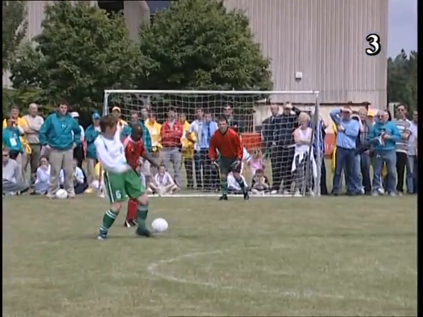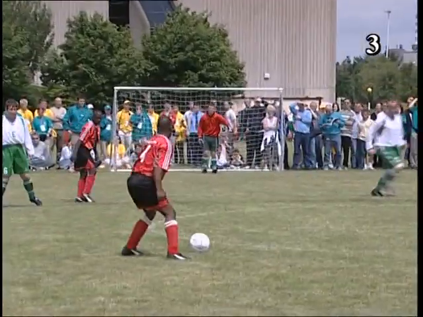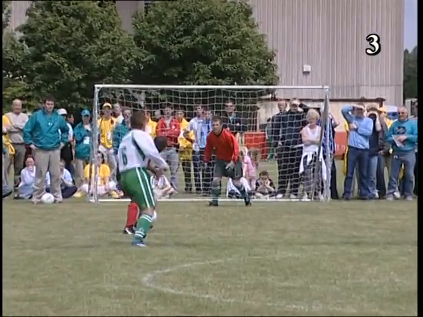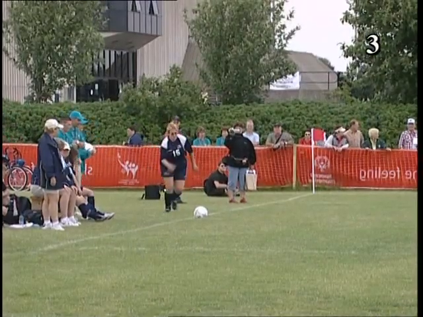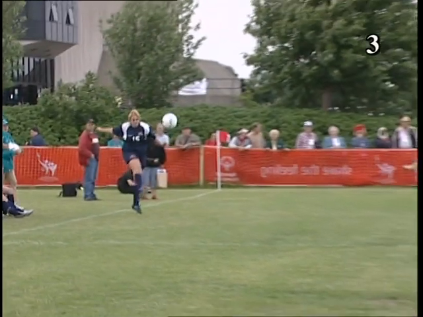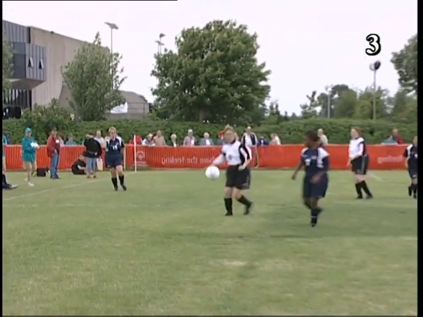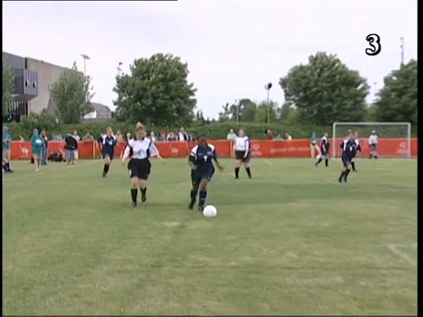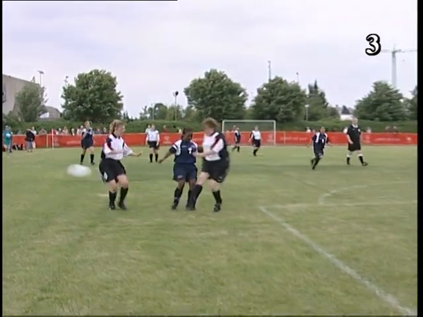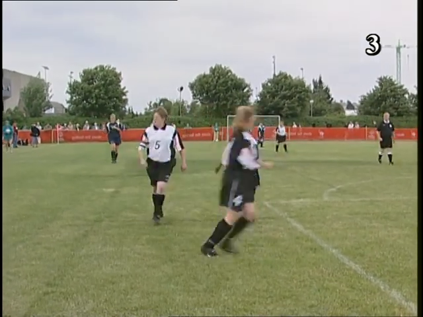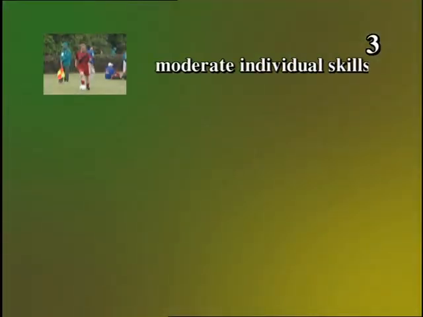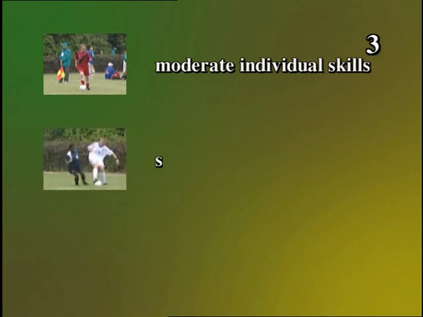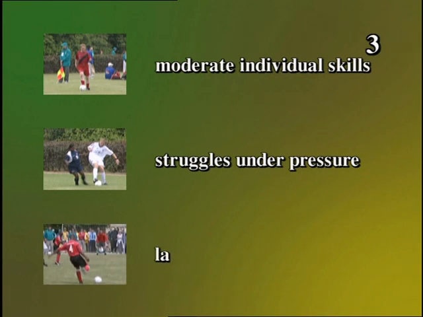Defensively, the players are also more likely to take focused actions, but timing the movements can still be difficult. In other examples, the player may stop the opponent's attack by successfully clearing the ball, but lack control when trying to keep the ball within the team. So, to summarize, a level 3 player can perform most individual skills on a moderate level, struggles under pressure from opponents, and lacks in power and direction when shooting and passing.